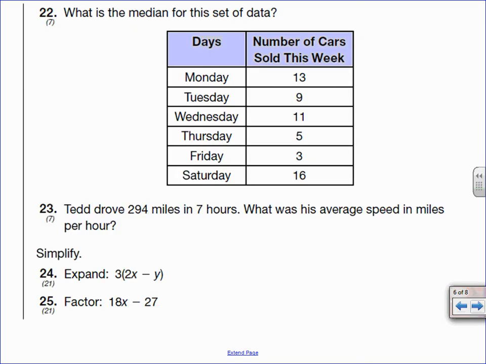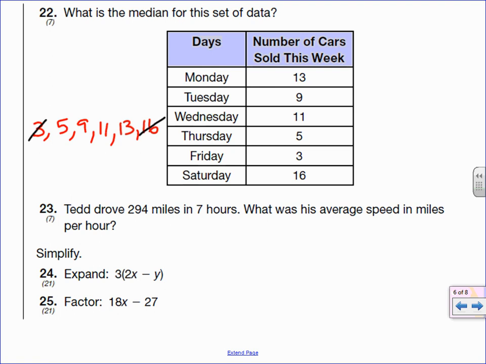What is the median for this set of data? Median comes from putting the numbers in order from smallest to biggest, and then finding the middle number. So the smallest is 3, then 5, then 9, then 11, then 13, and then 16. So 1, 2, 3, 4, 5, 6. So we work our way to the middle.